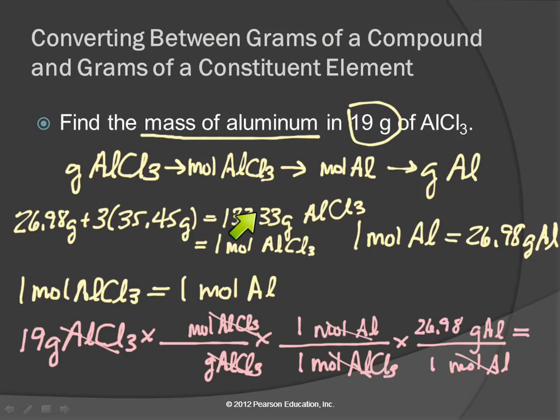And then I've got this guy. Grams of AlCl3 to moles of AlCl3. So over here, again, it's 1 mole, and the number goes with grams. Start at the left, go to the right, multiply by the top, divide by the bottom. 19 divided by 133.33 times 26.98. And this should have 2 significant figures, so that's all I'm going to write down: 3.8 grams of aluminum.